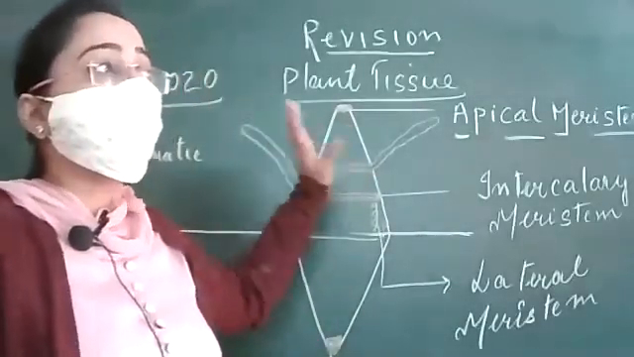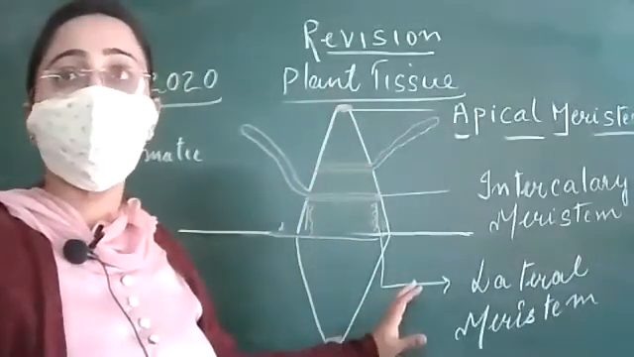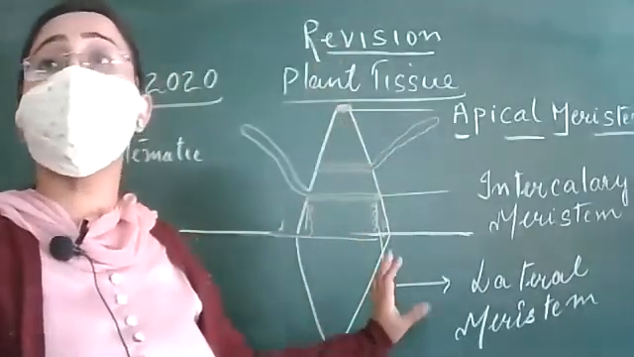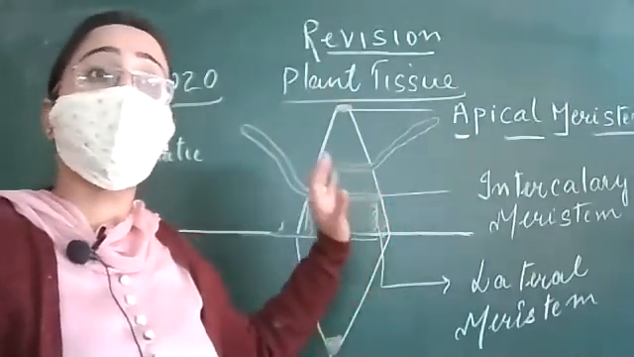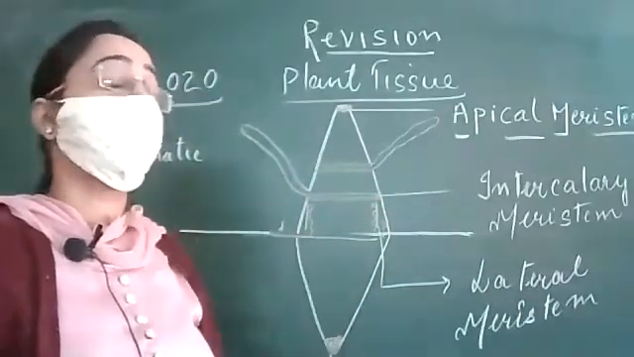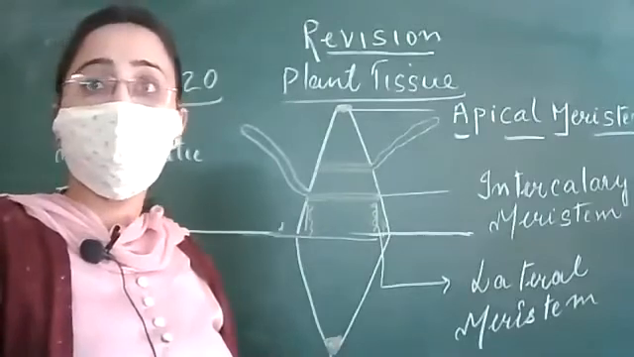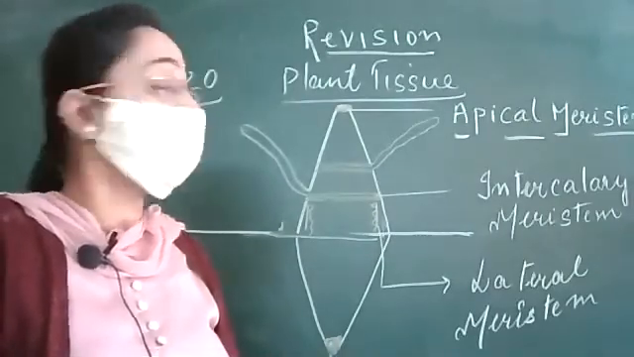This is our meristematic tissue, which consists of apical, intercalary, and lateral. The cells of the tissue are dividing and redividing. They have dense cytoplasm, they lack a nucleus, they have a thin cell wall. ठीक? They don't have intercellular spaces.